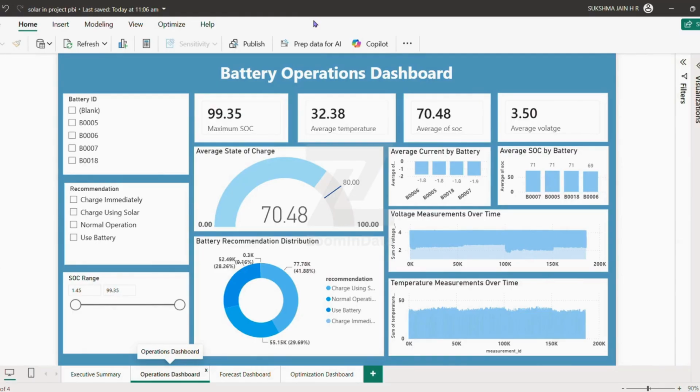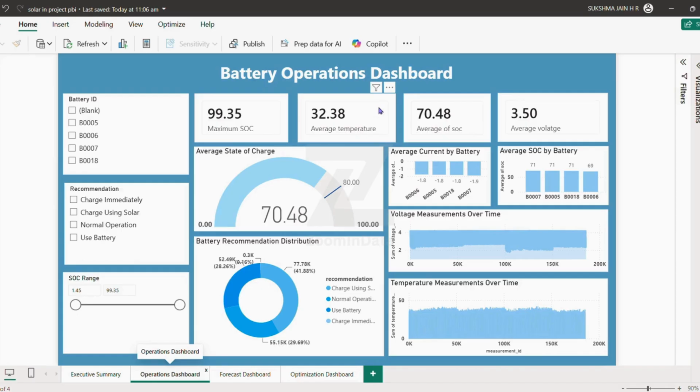On to page 2, which is the battery operation dashboard. The second page provides a real-time view of battery operating conditions. It helps operators monitor charging status, battery temperature, voltage, and state of charge, enabling timely operational decisions. First KPI card is maximum SOC, which displays the maximum state of charge recorded among all batteries, to verify that the batteries are reaching their expected charging capacity.